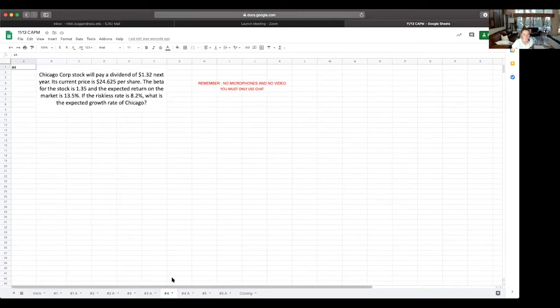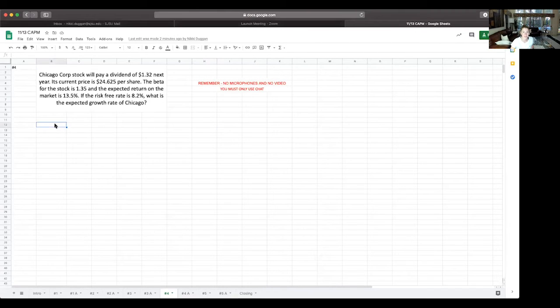So it says Chicago Corp stock will pay a dividend of $1.32 next year. Its current price is $24.625 per share. The beta for the stock is 1.35, and the expected return on the market is 13.5%. If the risk-free rate is 8.2%, what is the expected growth rate of Chicago?